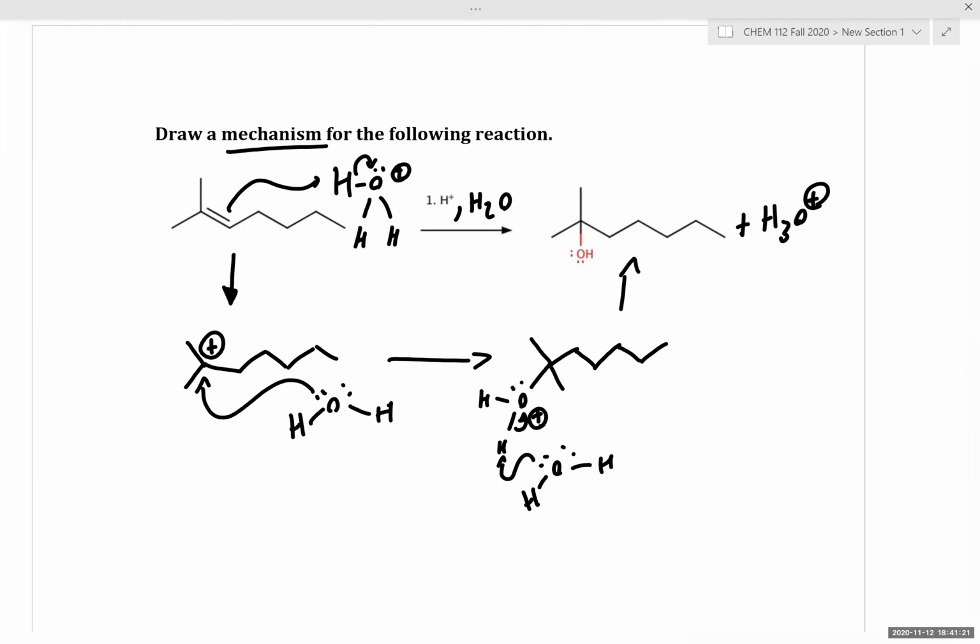Great. So the class is getting a little more comfortable with these mechanisms, and they're more comfortable drawing steps for related reactions that all follow this general pattern for alkene substitution under electrophilic and acidic conditions. Does this mechanism make sense to everyone?